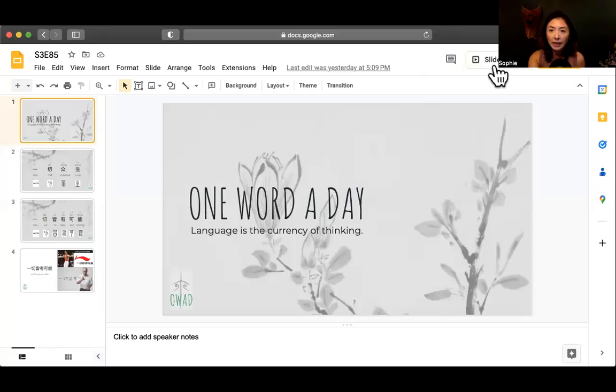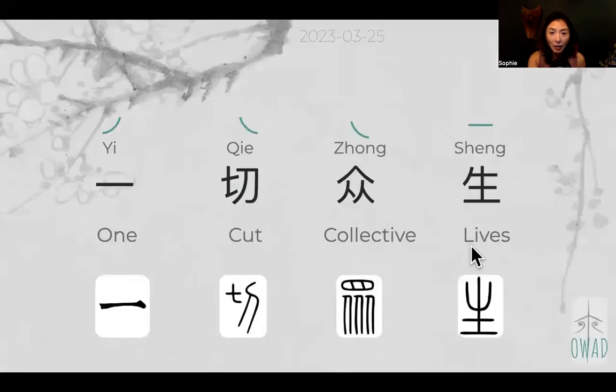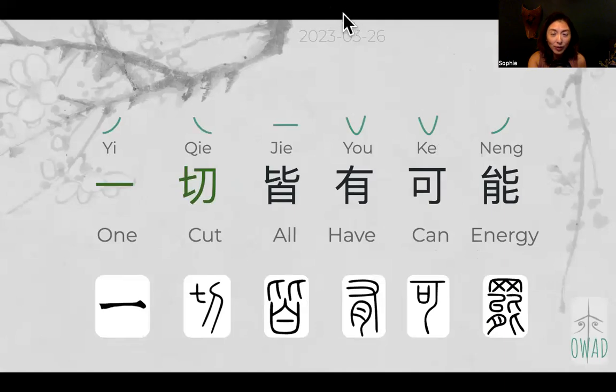I'm Sophie, your pilot. Into the universe of Chinese, we are going to continue our discovery journey in learning just a little bit more about this ancient language. Yesterday, we talked about a Buddhism terminology called 一切众生, which is all inclusive, all beings included. And today, we continue with the concept of 一切.